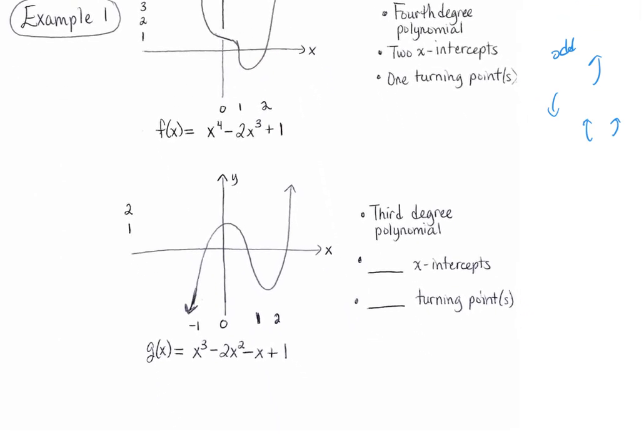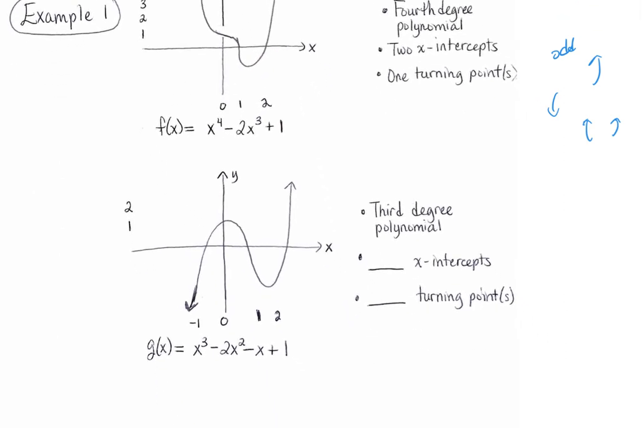What about the second example here, or the second part to this example? You have g of x equals x cubed minus 2x squared minus x plus 1. Third degree polynomial. How many x-intercepts? 3. Good. How many turning points? 2. Very good. Okay. What questions do you have?